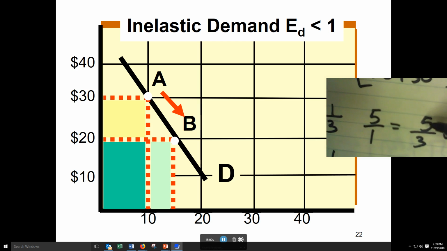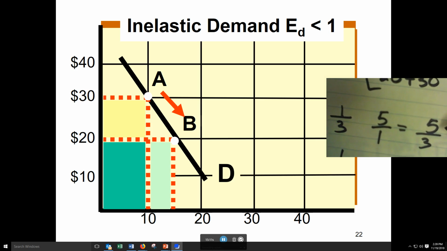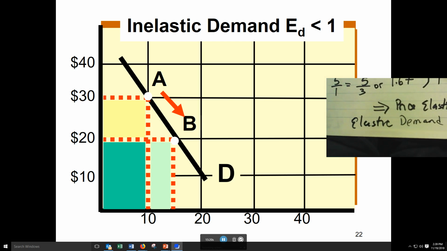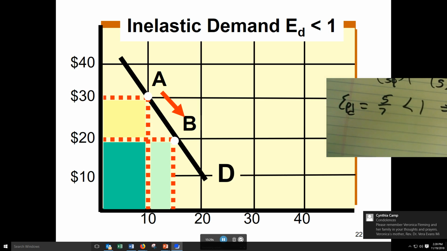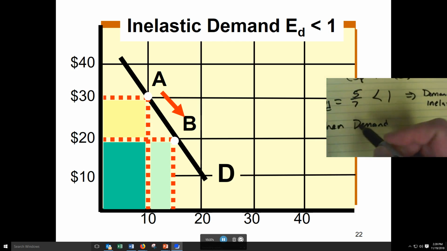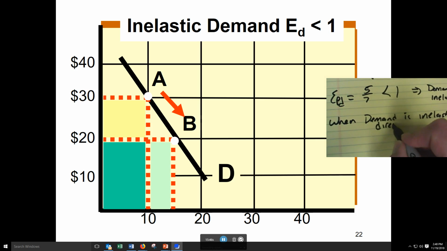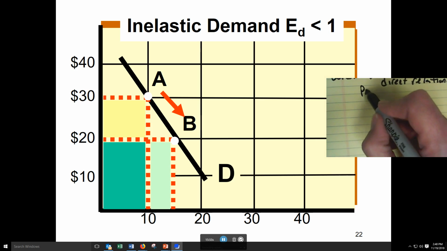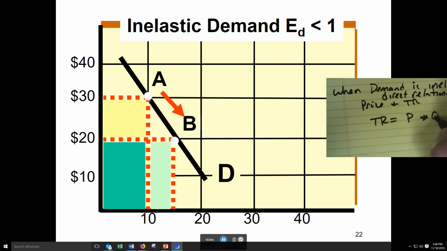And the reason we're saying drop up here is because we took the absolute value. So a positive 3% increase in the price here will cause a 5% drop in quantity demanded. And that's when the price elasticity of demand is greater than 1, and we said that demand was elastic. When demand is inelastic, the price elasticity of demand is less than 1. And when demand is inelastic, there is a direct relationship between price and total revenue. Total revenue is equal to price times quantity demanded.